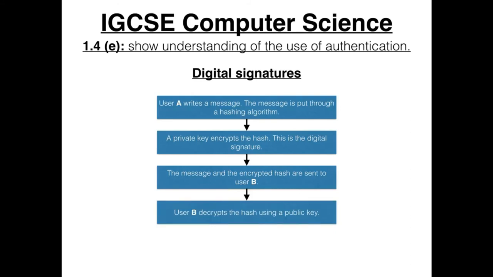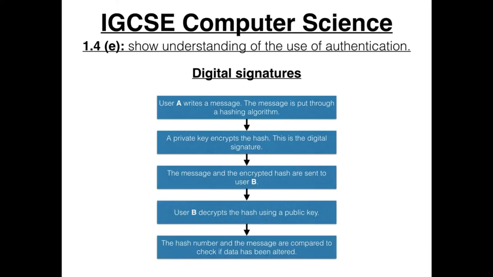User B then decrypts the hash using a public key, and then uses this decrypted hash and basically compares it with the message by hashing the message as well. And it basically checks if the data has been altered. Now, hang on, what's the point of doing this? Well, how is it reverse asymmetric encryption? Well, let's address that first.